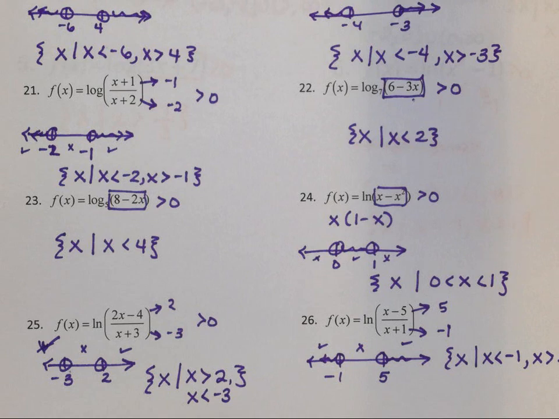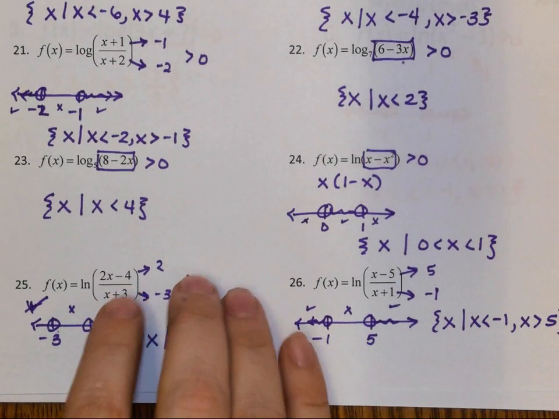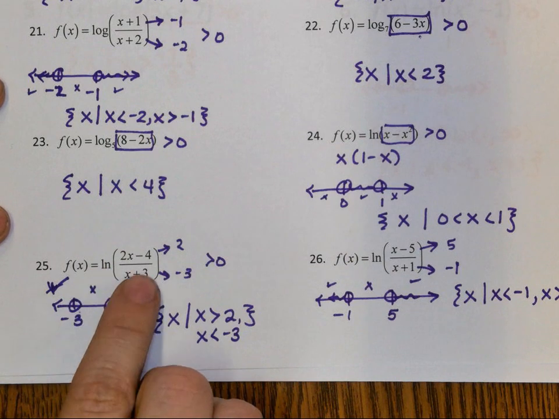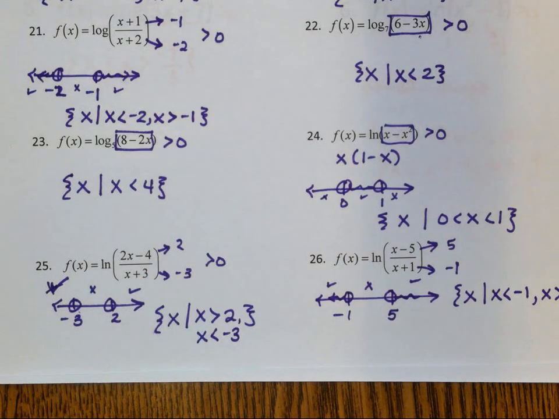You set the top and bottom equal to 0 on problems like number 25 and 26, where they're inside a log. Because the entire fraction has to be greater than 0, whereas a fraction restriction is just the denominator cannot equal 0. So we have to pick the most strict requirements.